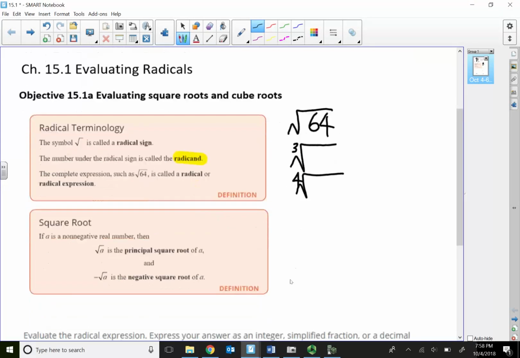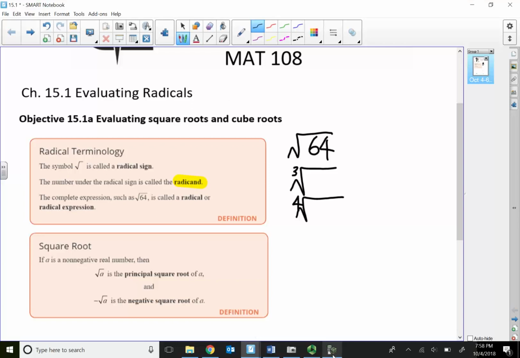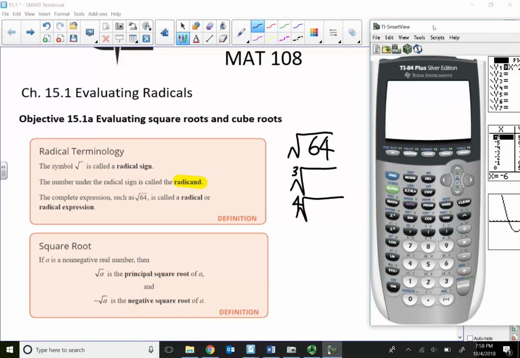So if you have a graphing calculator, most of the time the square root is right above x squared. If we press second, square root, mine gives me a parenthesis where I can put my 64 in there. And of course, I get my answer, positive 8.